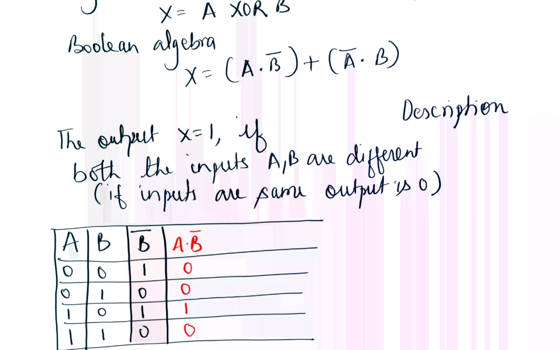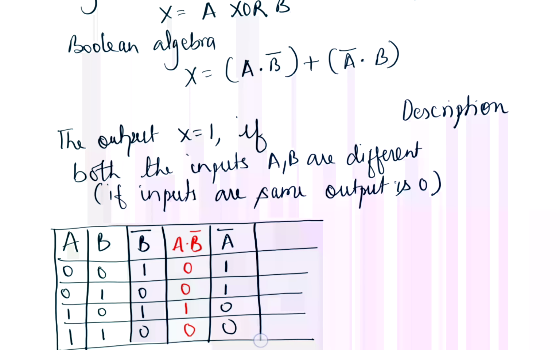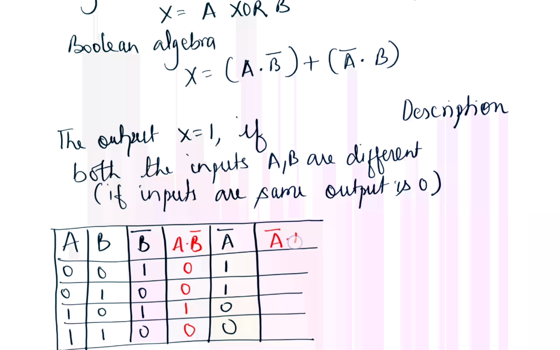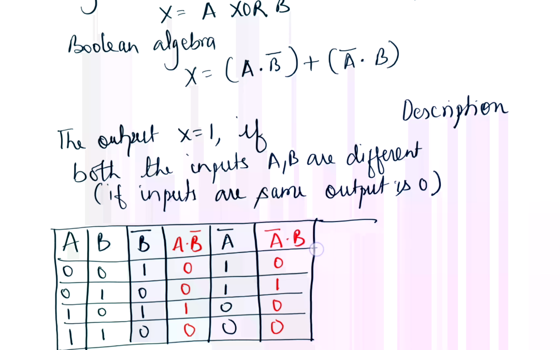I'll go back to my original color. Now let's do the next, A complement dot B. So we need the not of A, so it's 1, 1, 0, 0. We're going to use red again. It's A complement dot B, so A complement is multiplied with B. So it's 0, 1, 0, 0. Now let's go back to the black and get the output.